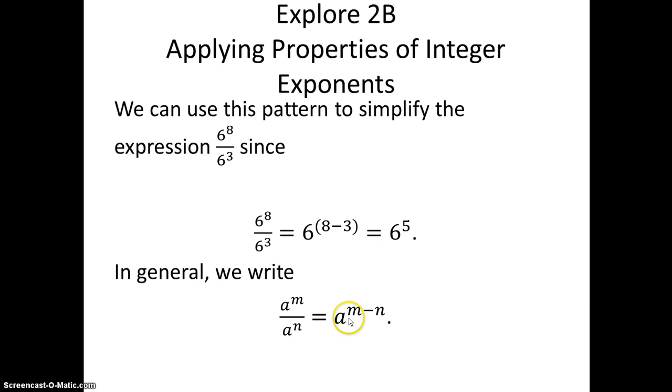In general, what we say is if you have some number raised to the power m divided by the exact same number raised to the power n, this is just going to be that base a to the power m minus n.